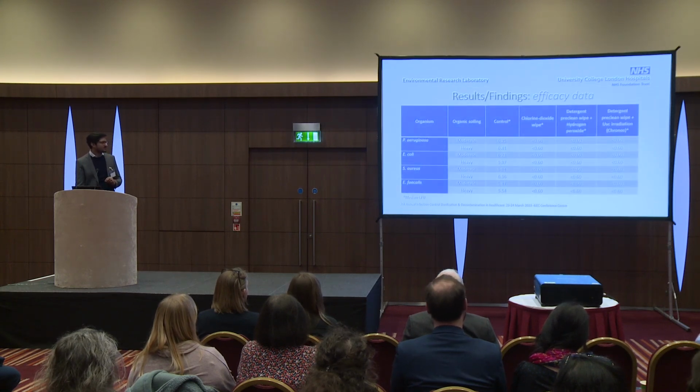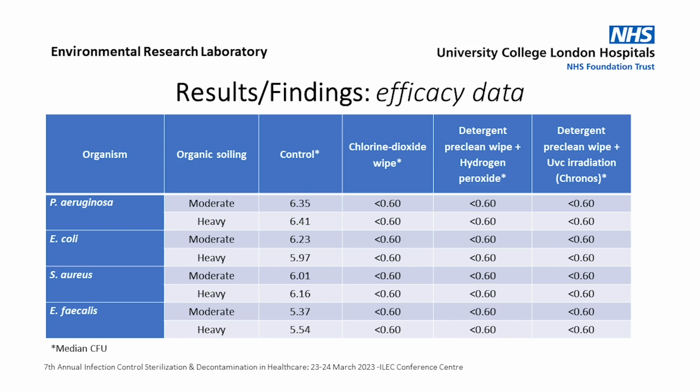So with these 4 organisms, we found, regardless of the heavy or moderate soiling that was present, that all 3 methods were able to reduce the numbers from 6 log bacteria, so about 1 million CFU, down to about 4 CFU.